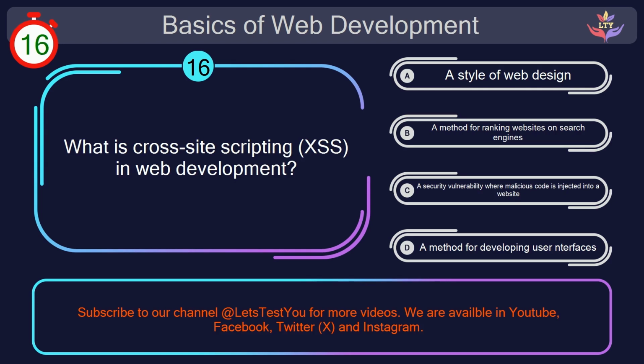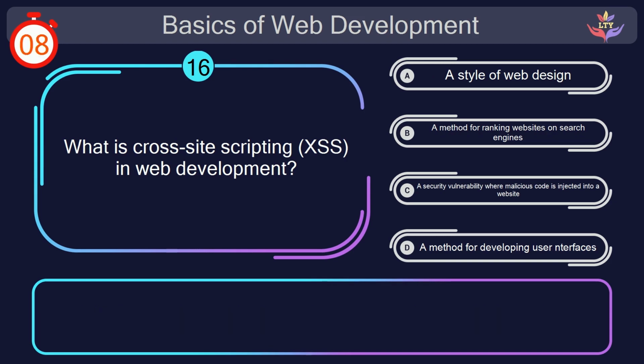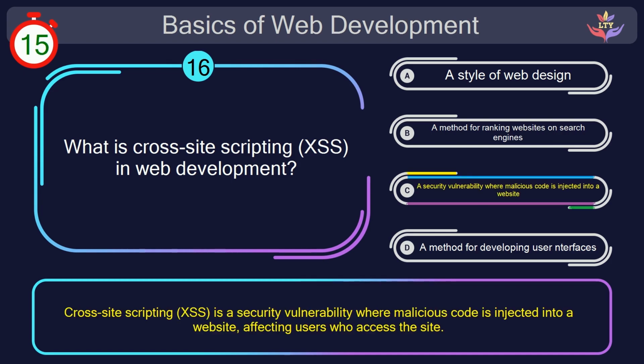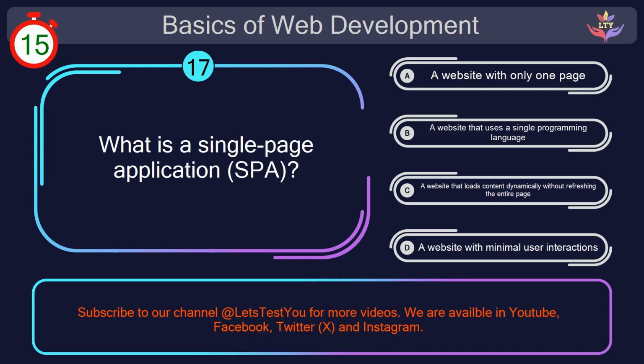Question number 16. What is cross-site scripting, XSS, in web development? Your countdown started. 10, 9, 8, 7, 6, 5, 4, 3, 2, 1, here we go. The correct answer is option C. A security vulnerability where malicious code is injected into a website. Cross-site scripting, XSS, is a security vulnerability where malicious code is injected into a website, affecting users who access the site. Question number 17. What is a single-page application, SPA?